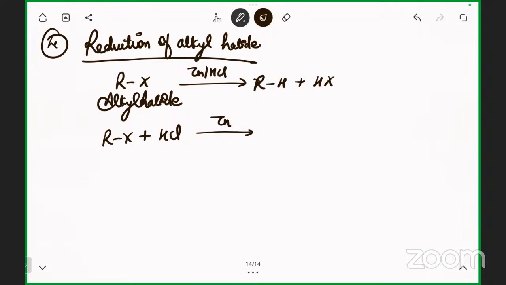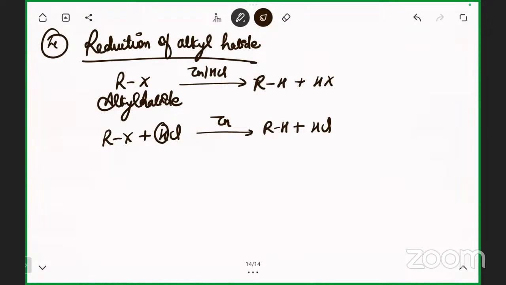How does the reaction occur? The same thing as above: RH plus HCl. That's it. So the main thing is, we only want this H.